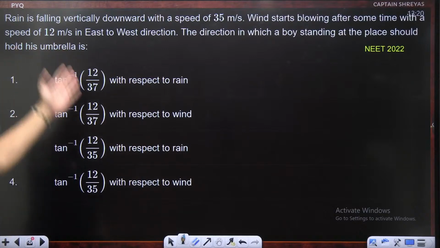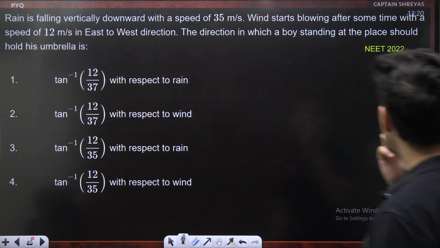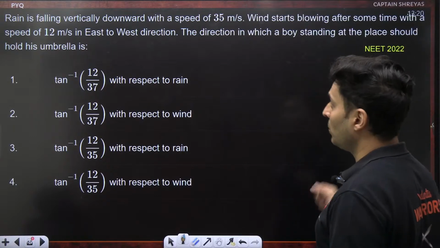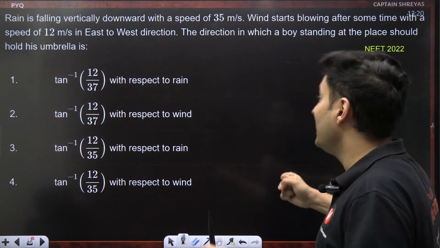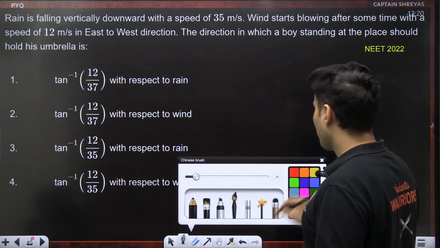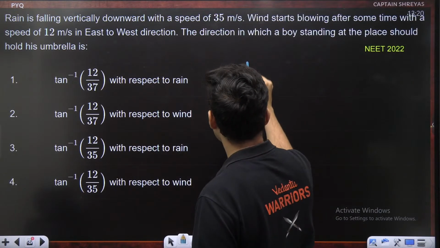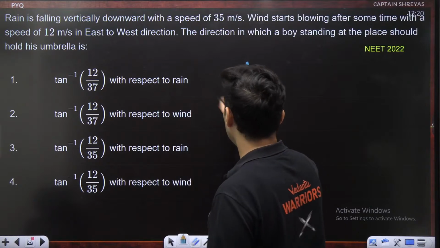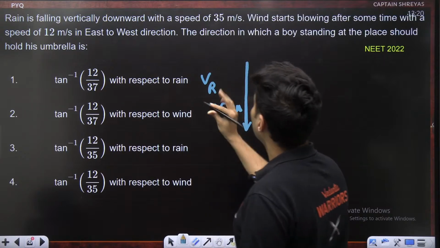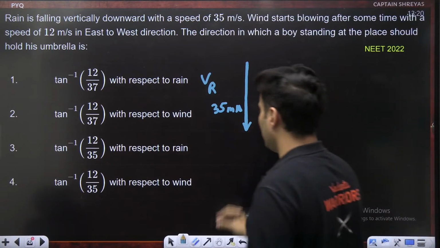Okay, next question. Rain is falling vertically down with some speed. Wind starts blowing after some time with some speed, east to west direction. The direction in which a boy standing at the place should hold his umbrella. Boy is standing. Rain is moved because of the wind. Rain was falling down at 35 meters per second. So this is how the rain was falling down. The wind starts blowing with a speed of 12 in east to west direction.